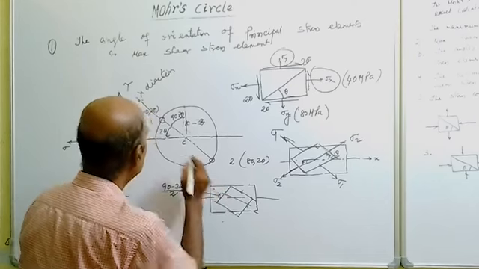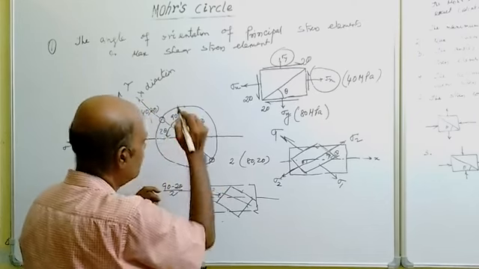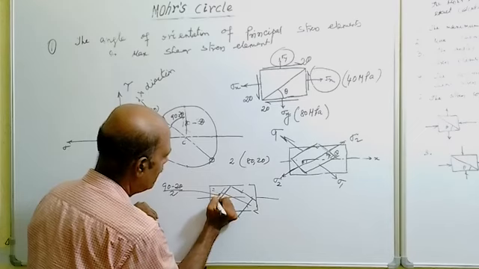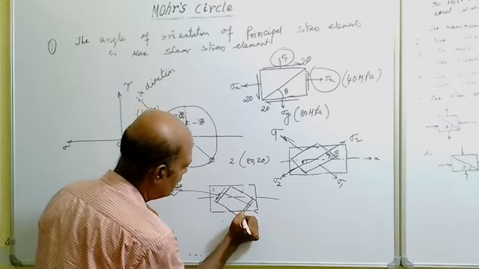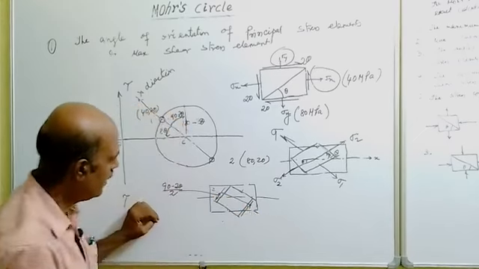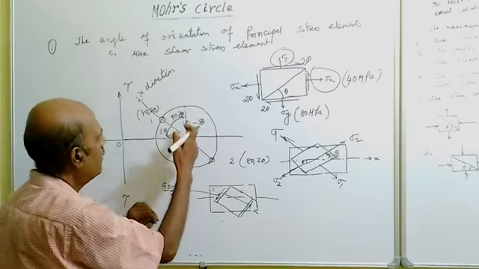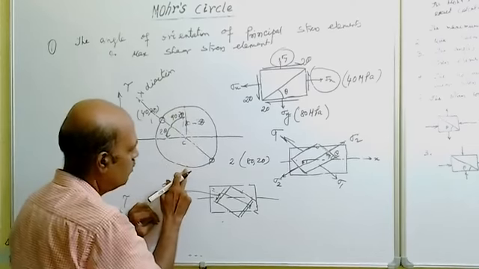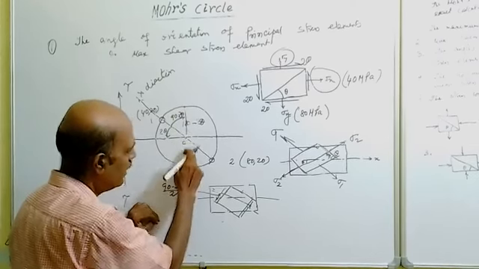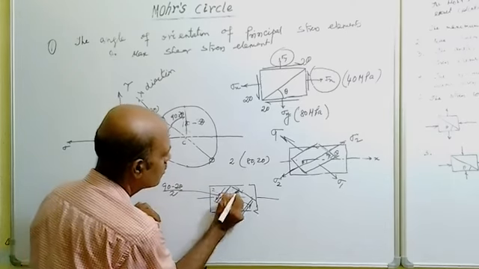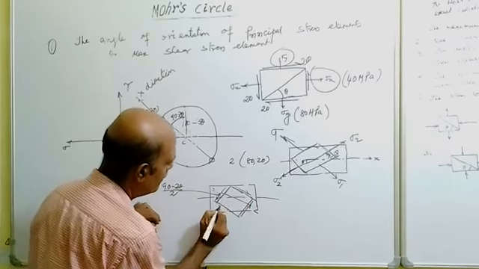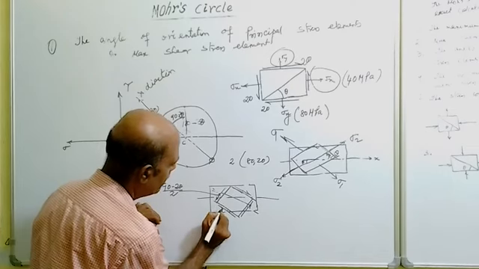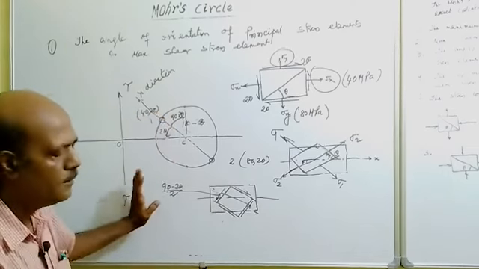So this one, you can see this stress is positive, means it is in anti-clockwise sense. So we can mark here anti-clockwise sense, and this stress will be negative, that is in clockwise sense. So we can mark here like this. Okay.